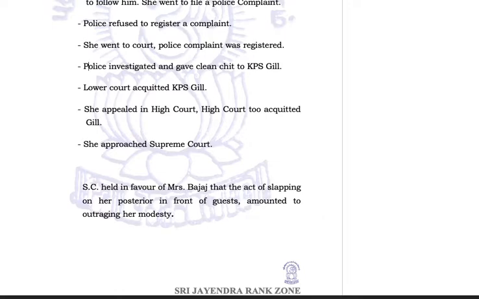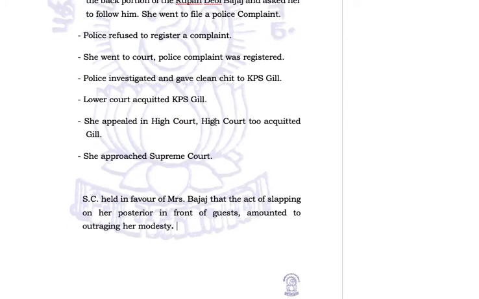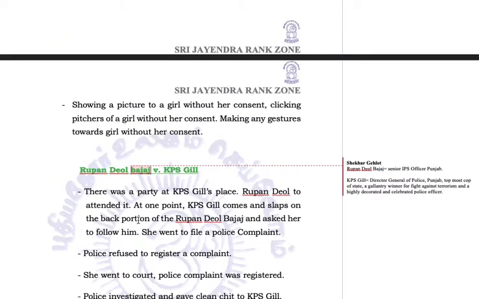Now, the argument before the Supreme Court was that there was no intention to outrage the modesty. The Supreme Court said that you may not have had the intention of outraging the modesty of Mrs. Bajaj, but your act in front of guests, even if she is alone, is sufficient to give you an alarm that doing so will outrage her modesty, and it amounted to outraging the modesty. And KPS Gill was found guilty. Okay, so see how this law has developed and evolved.